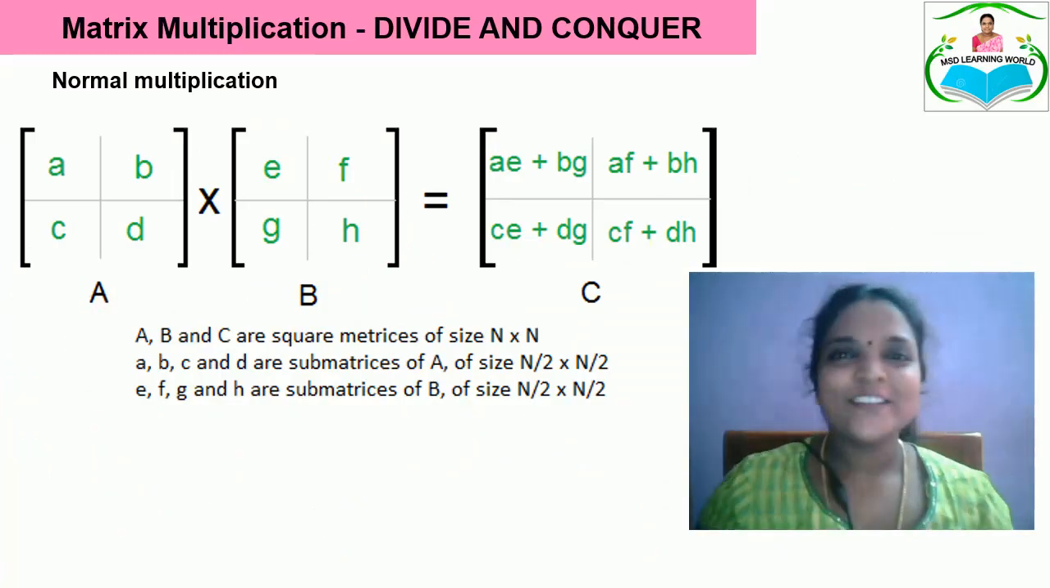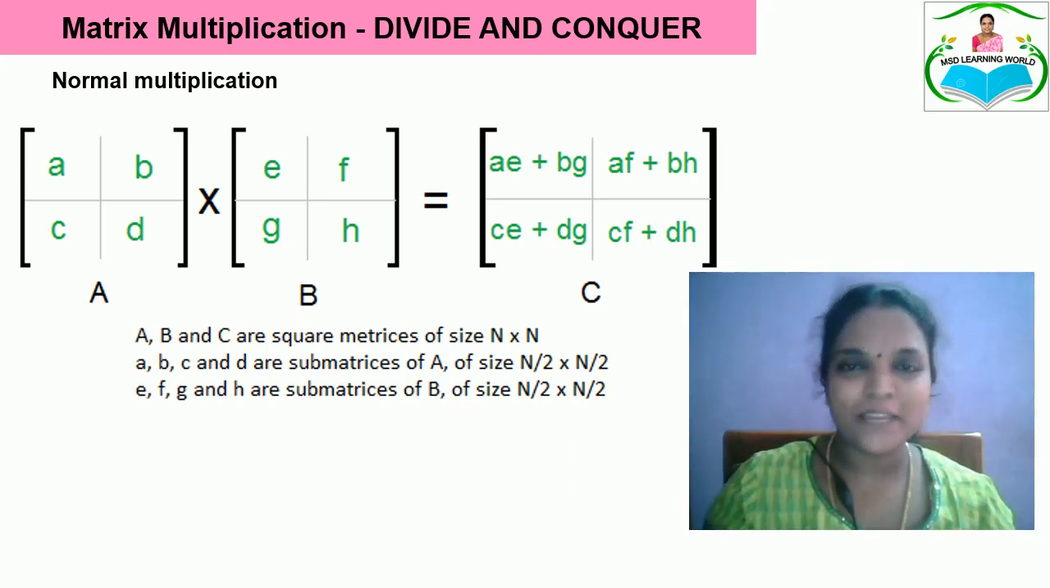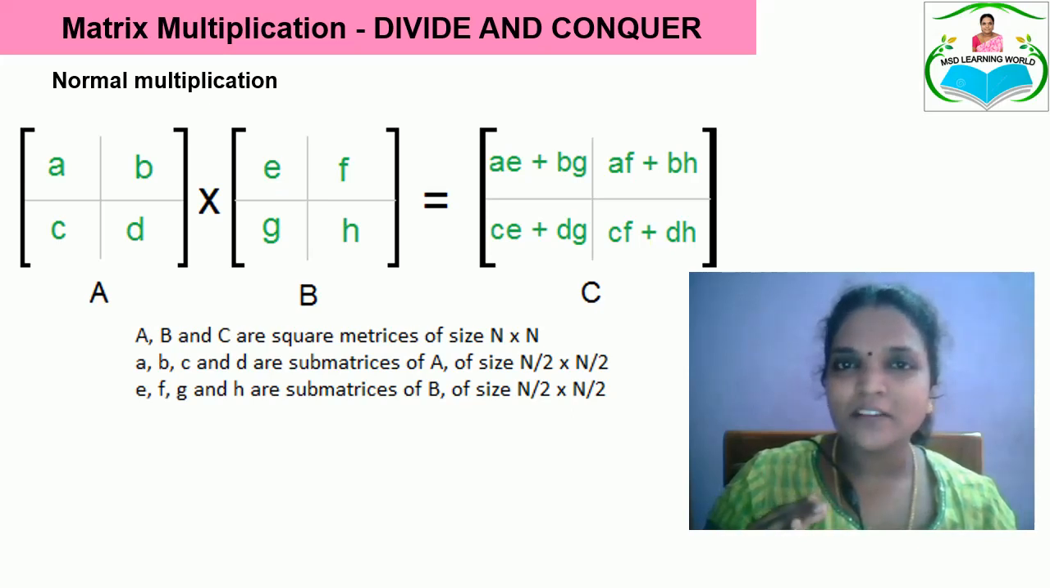Hello everyone. In this video we are going to see how to perform matrix multiplication using divide and conquer. We know how matrix multiplication is performed when we have an equal number of rows and columns between two matrices. The matrix A into B will be performed with some formulas. For example, consider the given matrix here.